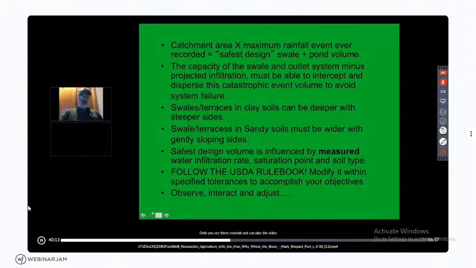And then we need to measure the water infiltration rate, because the capacity of our ponds and our outlet and all the swales, plus infiltration, has to be able to intercept the water falling on that catchment area, whatever the area is where the rain is falling. Then you have to add any inflow from off the farm. Follow the USDA rule book. It's all in there. I don't have to go over it tonight. And then we modify what's in there within their tolerances in order to accomplish our objectives.